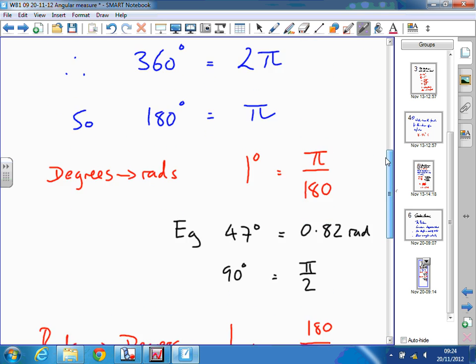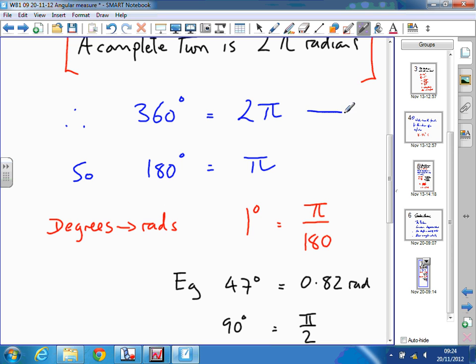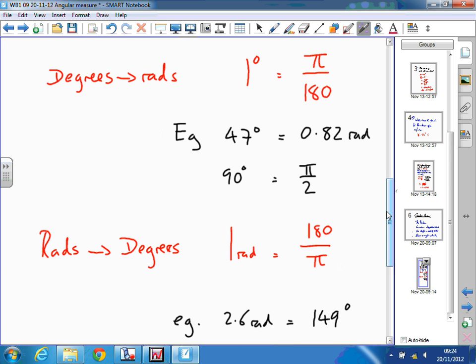We need to know this ratio. And that's not difficult to remember. All I've got to remember is that 2 pi is a complete turn. As soon as I've got that, I've got this, and then I've just got to remember, if I want 1 degree, it's pi over 180, 1 radian is 180 over pi.